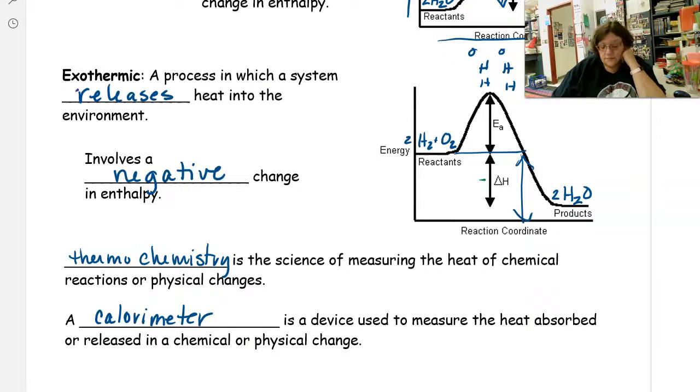Thermochemistry is the science of measuring the heat of a chemical reaction or physical change. A calorimeter is a device used to measure the heat absorbed or released. And when we did the lab, the styrofoam cups were our calorimeter. All right.